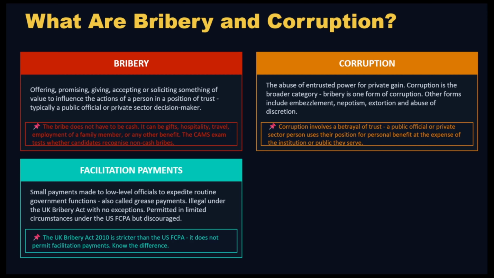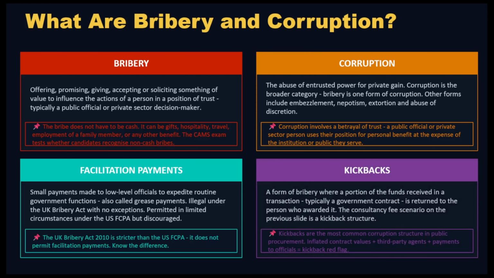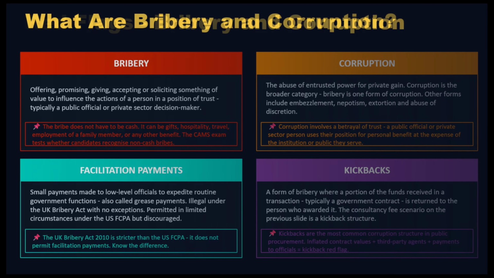Let's look at the fourth thing, which is kickbacks. It's a specific form of bribery where a portion of the contract value is returned to the person who awarded it. Remember that. The scenario I described on the previous slides, consultancy fees paid to an agent who then transferred money to the official who awarded the contract, is a kickback structure. It is the most common corruption pattern in public procurement globally. Let's look at some of the red flags in the next slide.